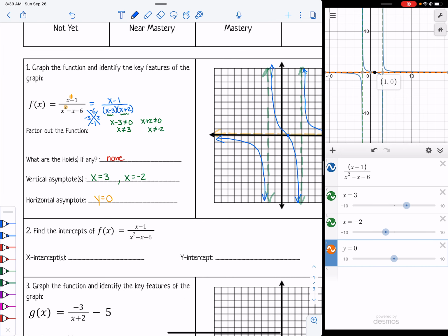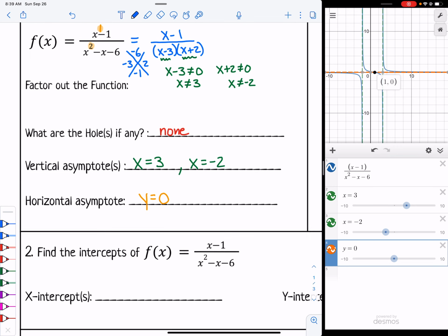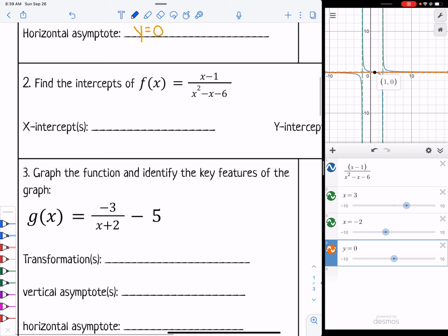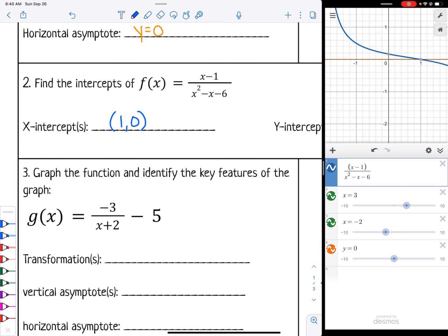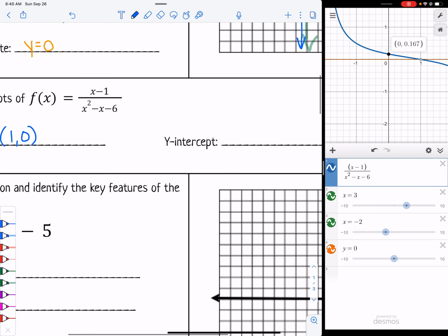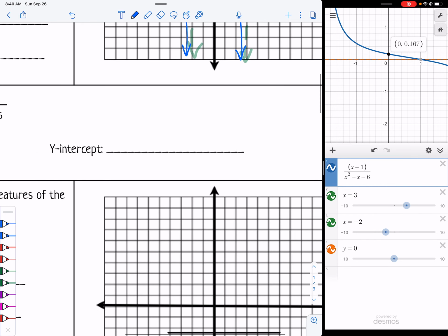Number 2 says to find the intercepts of f of x, and it's really the same exact function you had for number 1. And so let's just see, we had an x-intercept at 1, which we just sketched on our graph a minute ago. And then for the y-intercept, let's zoom in a little, it would be at 0.167. So I'm just going to write it the way it looks.